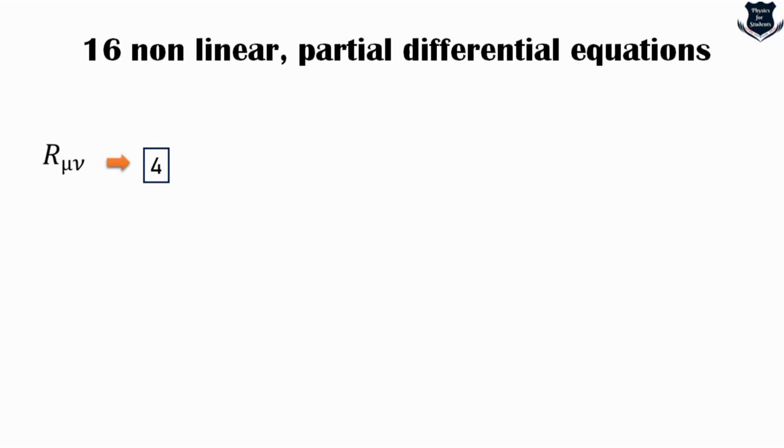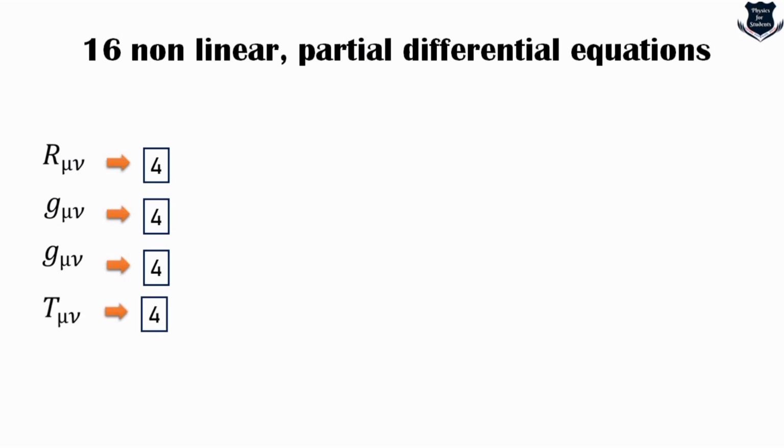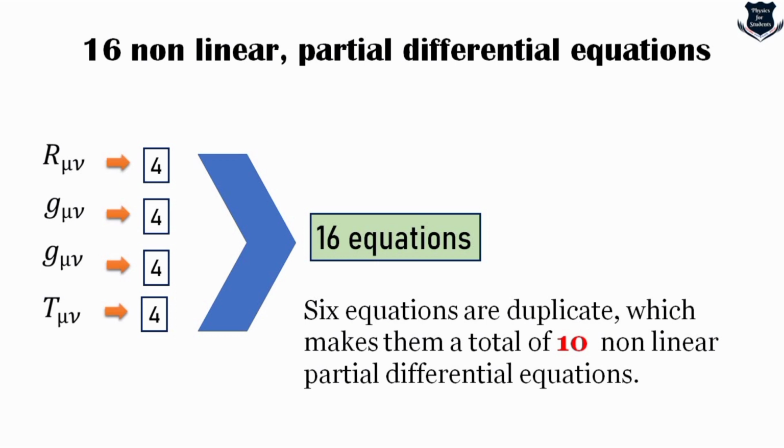So the R mu nu consists of 4, G mu nu consists of another 4, again repetition of G mu nu 4 and T mu nu 4. So total it makes up to 16 equations. So the Einstein field equation that we see is actually comprised of 16 nonlinear partial differential equations which have been condensed into one single equation.